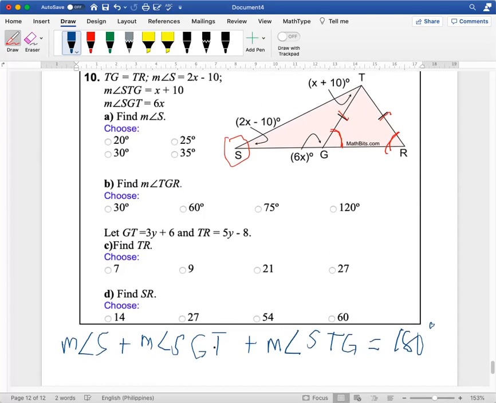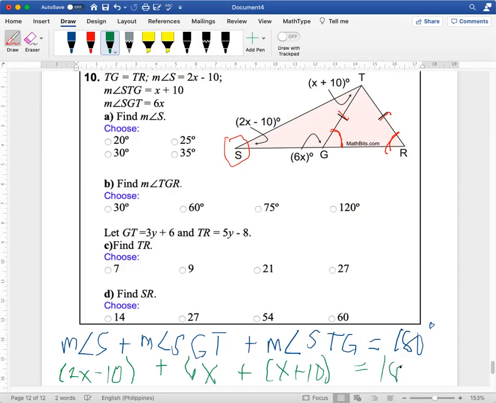So now let's substitute the values of these angle measures. Let's use another color here. Angle S is equal to 2x minus 10, so parentheses, 2x minus 10. And what is the measure of angle SGT? SGT is 6x. And how about STG? STG, that's x plus 10.